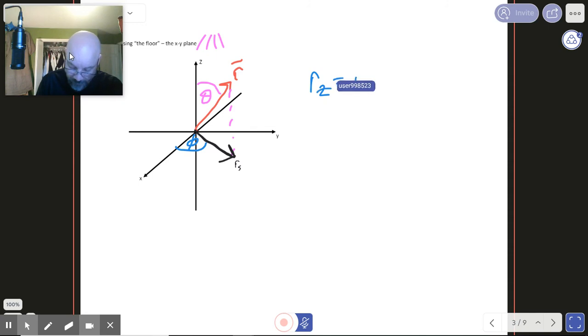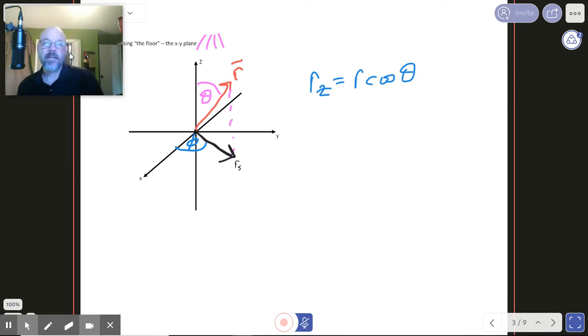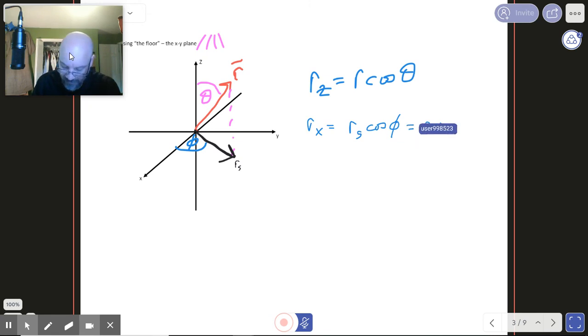R_z is just going to be the magnitude and cosine of theta. All right, that's all we need there. Now to get the x component, follow carefully here. I'm going to say the shadow vector, r sub s, times the cosine of phi. The shadow vector times the cosine of phi. Now the shadow vector is actually r sine theta. So what we get is r sine theta cosine phi, just like that.